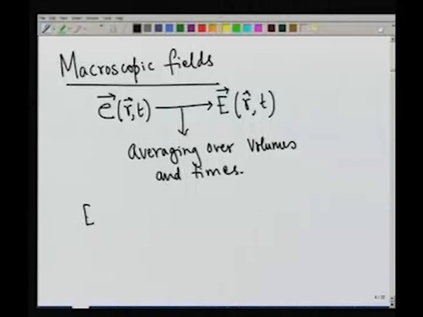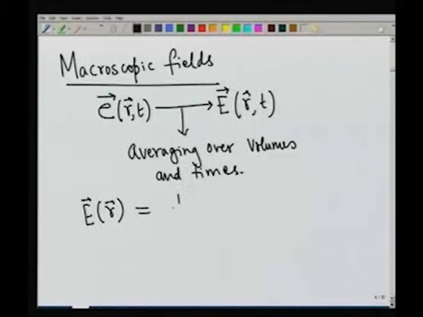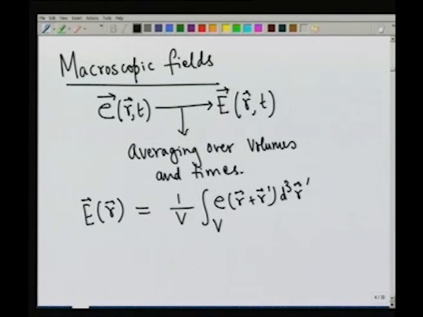If I want to calculate E of r, what I do is to replace the value of the true field at that point by the average field, the field averaged over a volume surrounding that particular point. So I will write it as 1 over V, integral of e of r plus r prime, that is my radius, d cubed r prime, and that is over that volume, physical volume V. That is how we defined the spatial average.